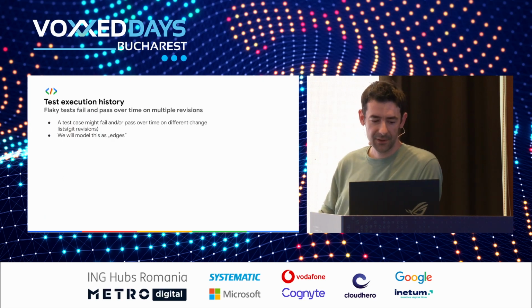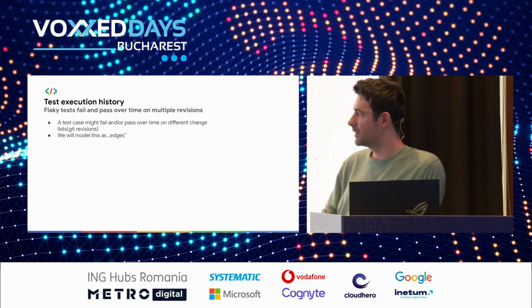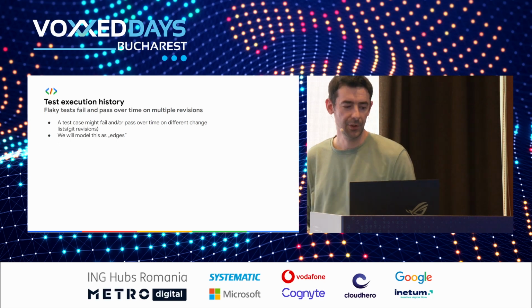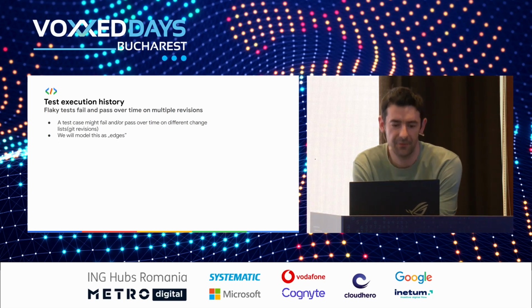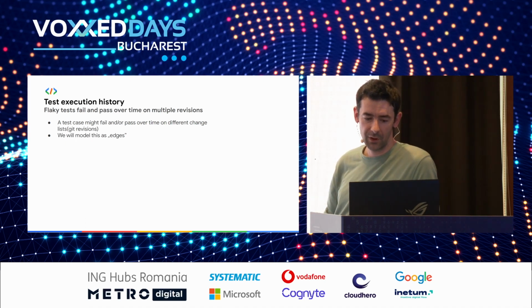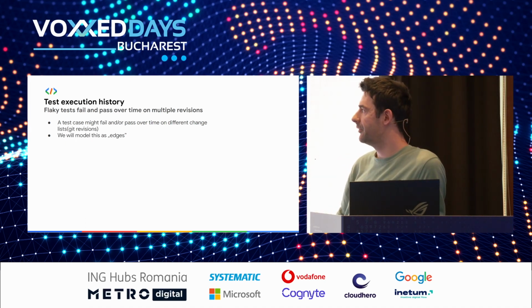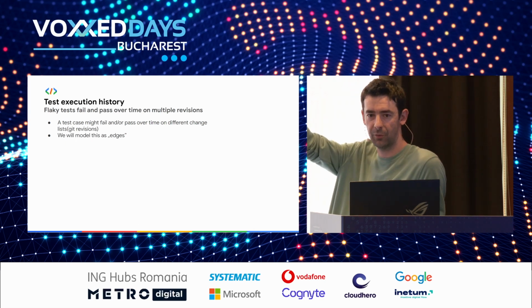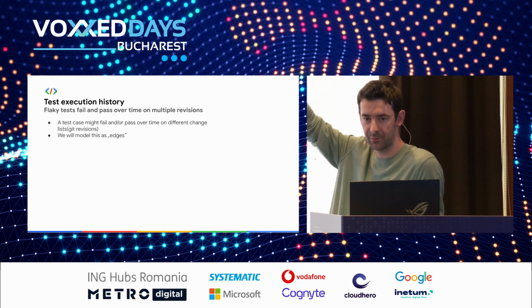So let's look at all these 4 intuitions one by one. Let's start with test execution history. The intuition here is that flaky tests fail and pass over time on multiple revisions. Of course, you can replace the word revision with pull request. Once you do a pull request and merge it into master, that would be the revision where the pull request merged into master.